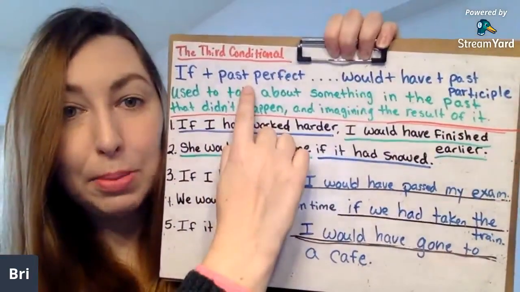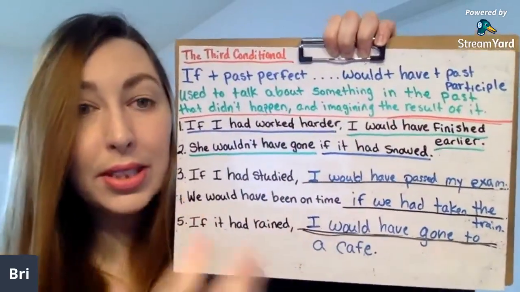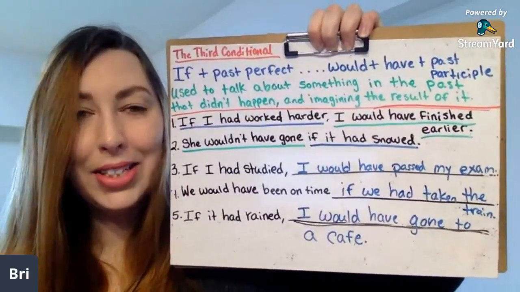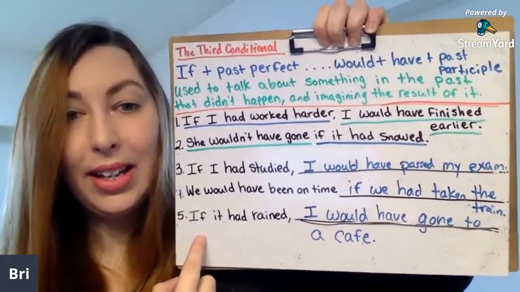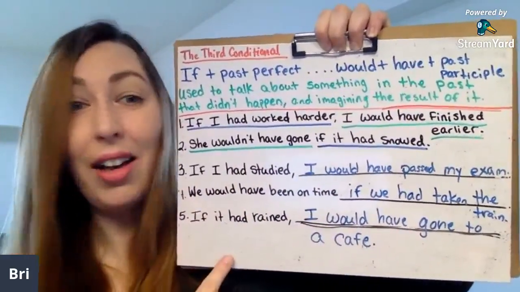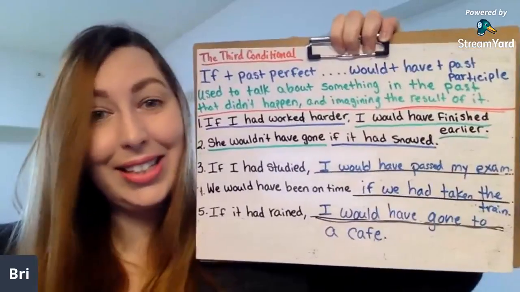Okay. So if somebody is just coming in, we are learning the third conditional. So when we learn the third conditional, we are using if plus past perfect, and then would have and past participle. So we use it to talk about something in the past that didn't happen, and then we're imagining the result. So maybe this is an easy one. If it had rained, I would have gone to a cafe. But in reality, it did not rain and I did not go to a cafe. So you're kind of imagining a past situation that didn't happen.